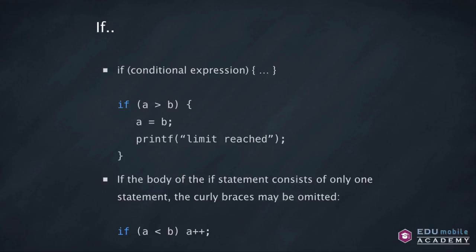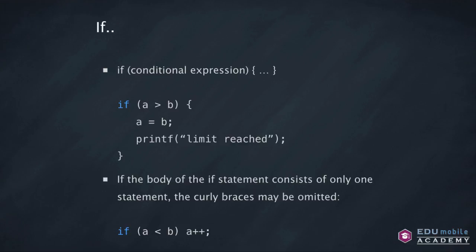Now, if takes a conditional expression in parentheses, and then it's followed optionally by a series of statements in curly braces. So here we have if a is greater than b, that's the condition to be evaluated, and it may evaluate true or false. If it is true, then a will be set equal to b and we will print out limit reached. There is no else here, so there is no series of statements that executes if a is not greater than b. So again, a simple condition and something to execute if that condition is true.